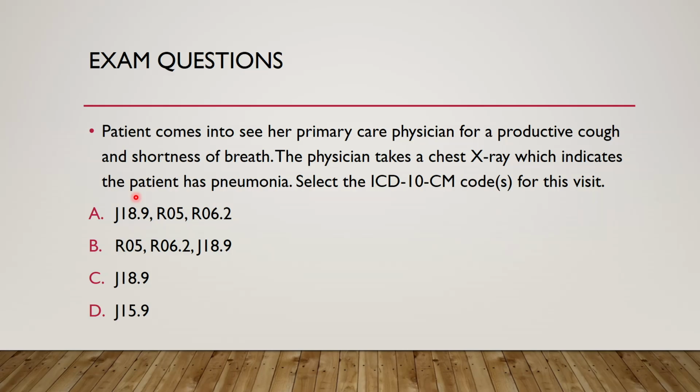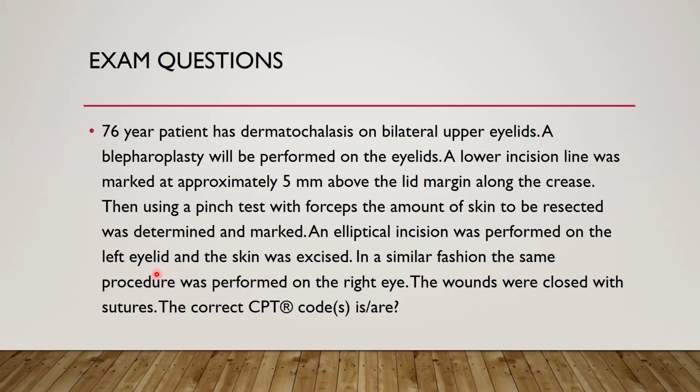So this is an exam question like the AAPC CPC exam. They will have a question, they will have the options, and again you have to select the correct codes, A, B, C, D. Out of these 4 options, you have to select the correct option. So different codes are given here. For example, J18.9 is for pneumonia, R05 is for the cough, R06.2 is for the shortness of breath. So you have to go and verify in the book whether the code is correct, and based upon that you will select the answer.